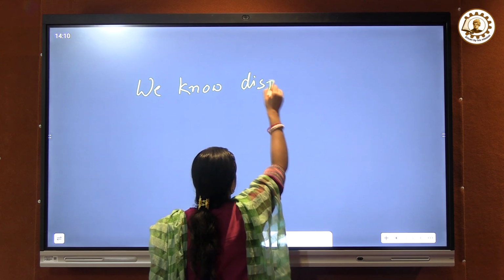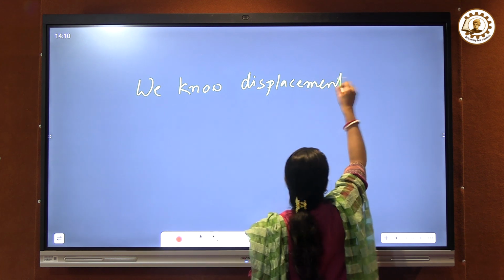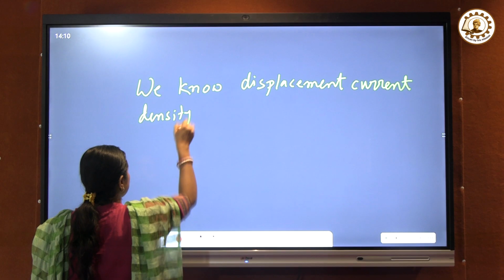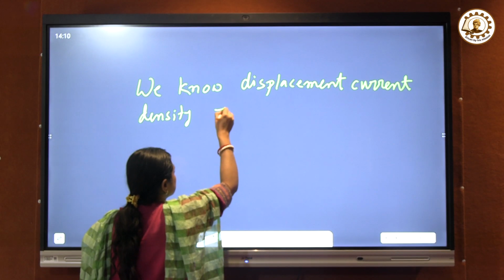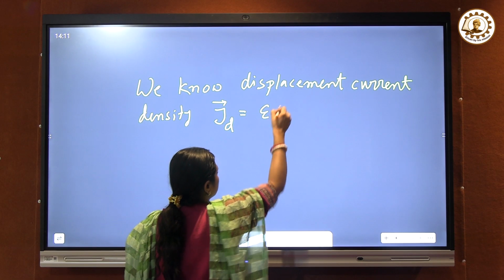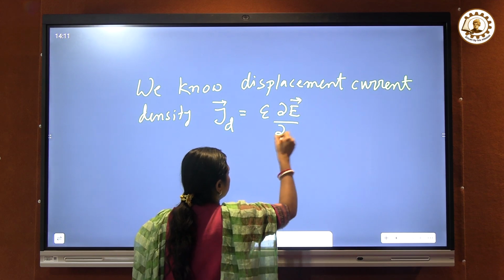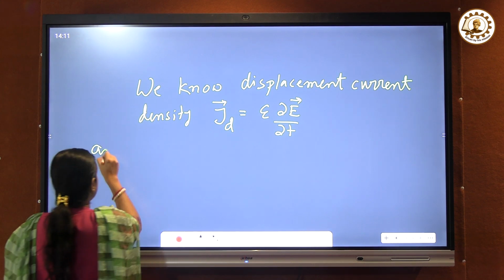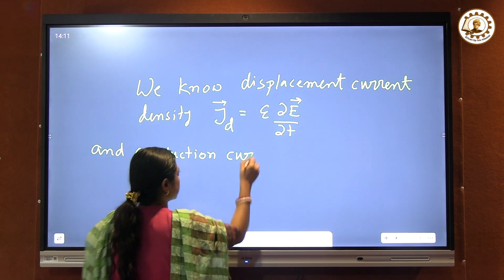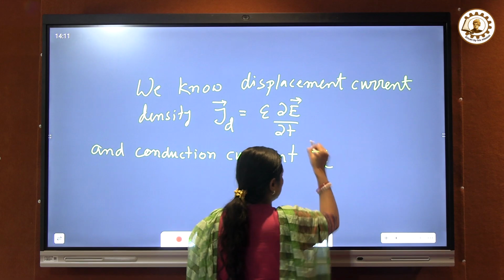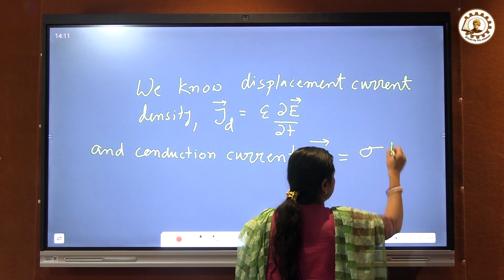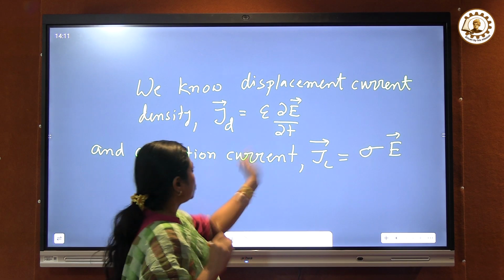Displacement current density J_D, its vector quantity, is equal to epsilon del E vector by del t, and conduction current density, say J_C vector, is equal to sigma E vector. Okay, so these are my two equations.